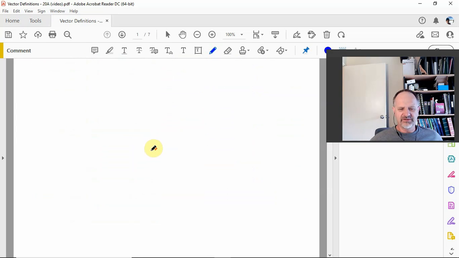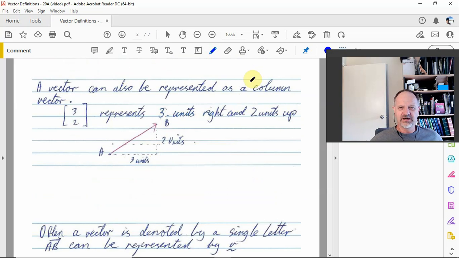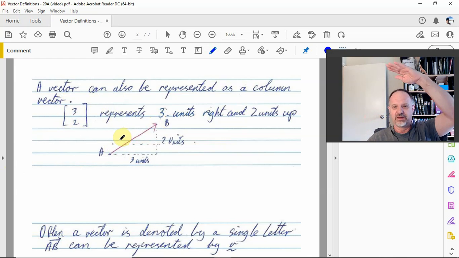Now we can also represent vectors, as it says here, as a column. So 3 above 2: the 3 represents that from wherever we start, we move 3 units to the right, and 2 units up. If we start here, go 3 units to the right, then 2 units up, and end up there, the vector goes from where we started to where we finish. That's what we refer to as a column vector. It always tells us right; left, of course, would be negative, and down would be negative as well.